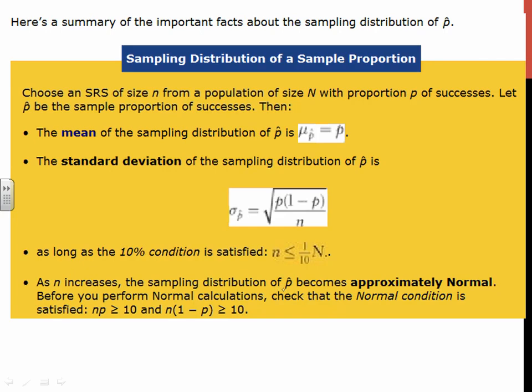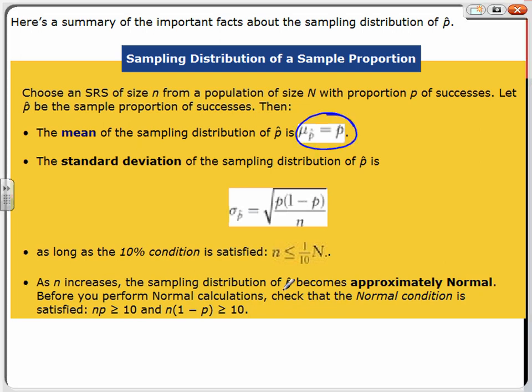Okay, so this is what we just had. Okay, how to find the mean. It's just going to be the p, the standard deviation, p times 1 minus p, so the success times the failure, divided by n radicaled. And we need to make sure that the 10% condition is satisfied here. And I like to say 10 times n is less than or equal to n.